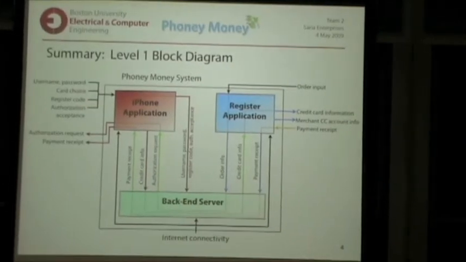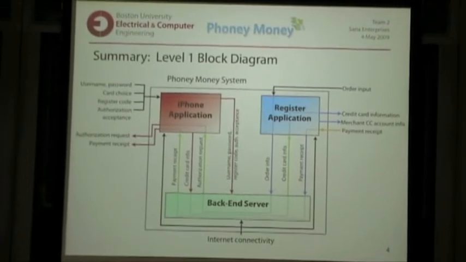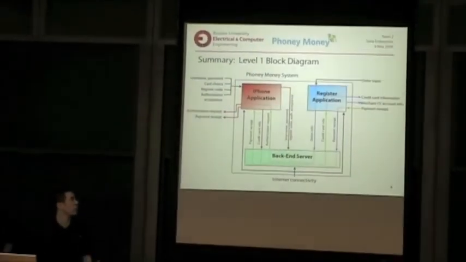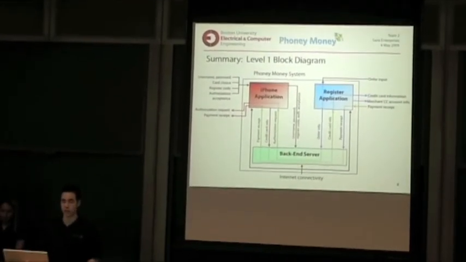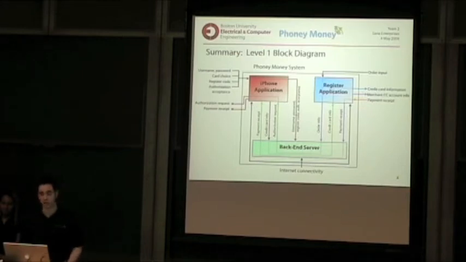And finally, we have a backend server, which basically stores some basic login information. It does not store credit card information or anything like that. You can think of it more as a gateway. It connects the iPhone application with the register application. And we also have an auxiliary website that just performs basic administrative tasks such as setting up an account or deactivating an account. Now Barry will go into a little bit more depth about our backend server.